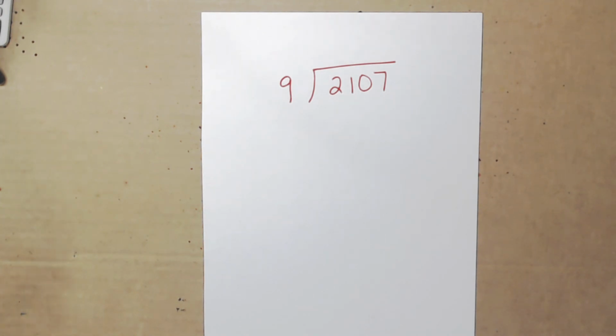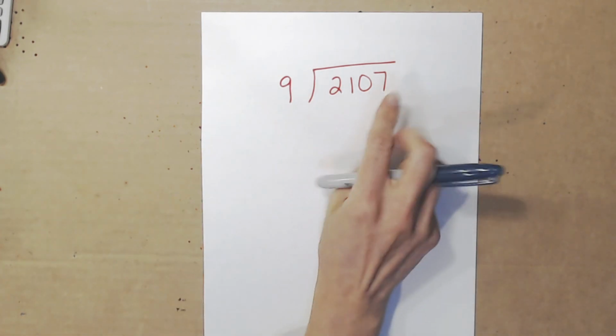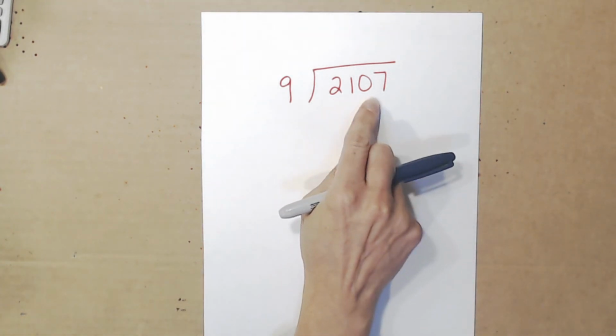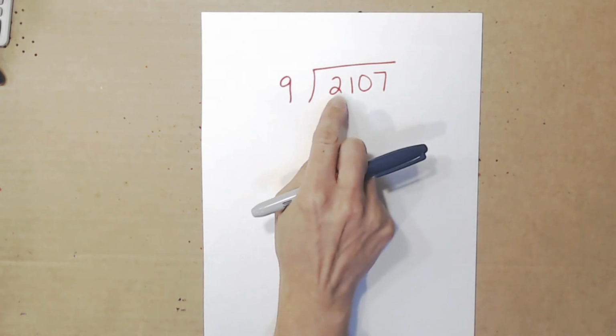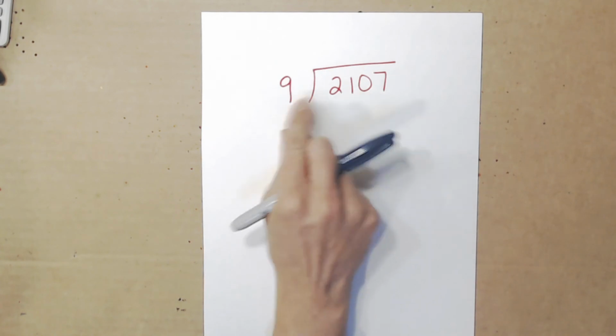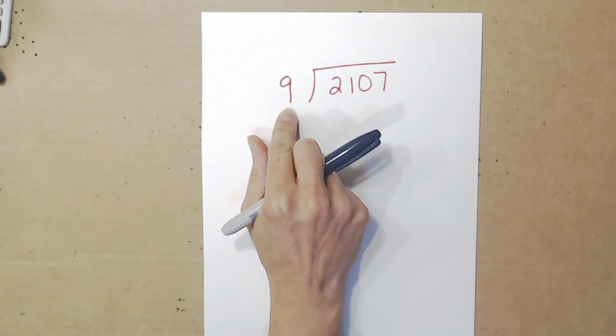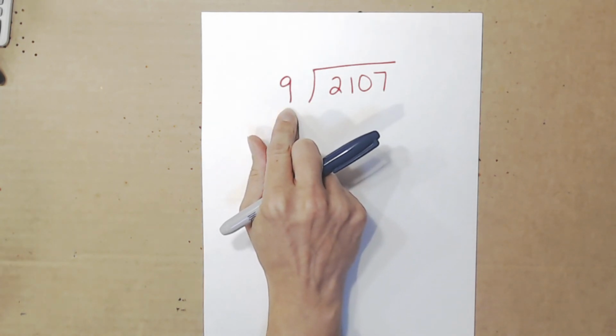In this video, we'll be going over 2 more problems for long division, and this time we'll be thinking of it more abstractly. We won't be using the base 10 blocks, but we're still going to think of it as sharing. For this first problem, we have 2,107 divided by 9. We're going to think of this as sharing $2,107 among 9 people. So how much money does each person get?